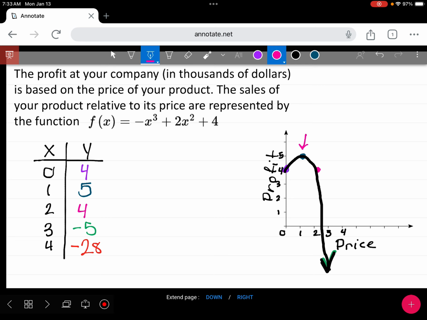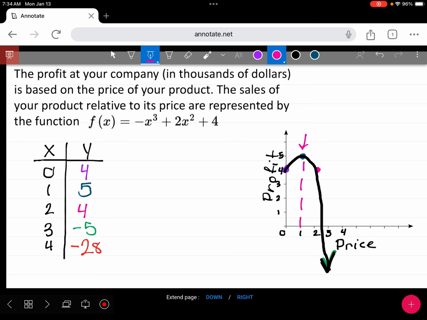Yeah, this guy up here, right? What is that kind of point called? It's an extrema. It's a maximum. So this is one of those extrema points. This would be if I set my price at $1, that's when we had our most profit. We're going to profit about $5,000.